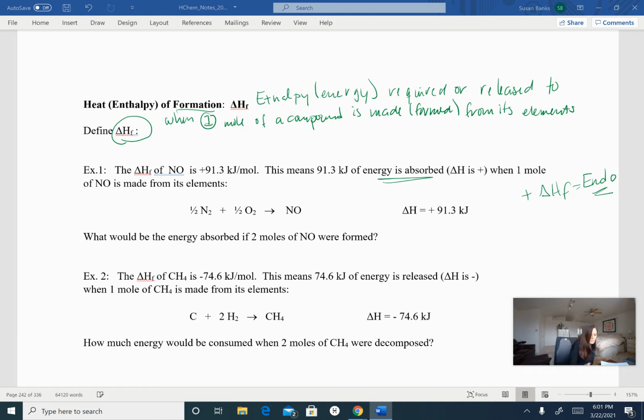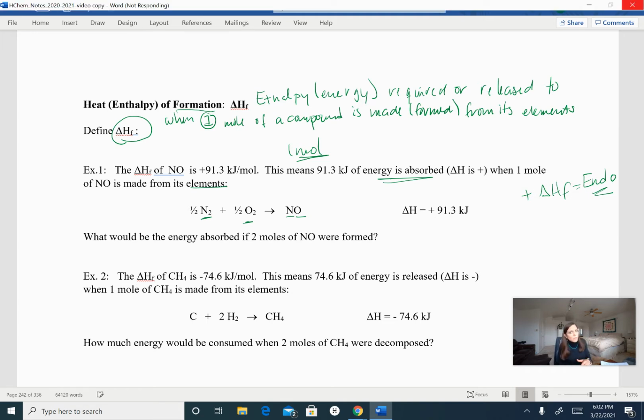And notice we are making this from its elements, and we are making 1 mole. We are making 1 mole. So 1 nitrogen, 1 oxygen constitutes 1 mole of nitrogen monoxide. Now, because nitrogen and oxygen are diatomic normally in their elemental state, we can only use 1/2 of a nitrogen mole and 1/2 of an oxygen mole. So this is where we actually can use fractions when we balance equations, because when we do a heat of formation, we only want to make 1 mole.